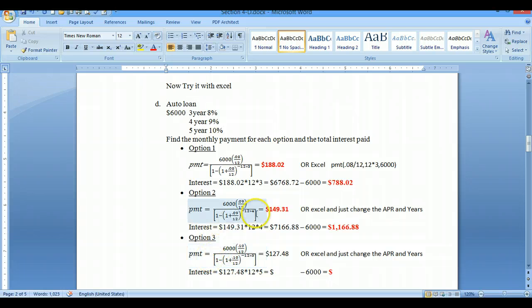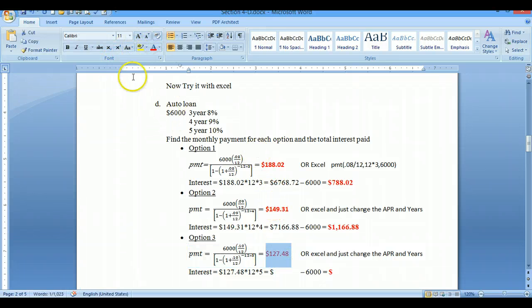So we copy and paste the payment formula. $6,000. In this case, I have to change the APR to 10%. I need to change it down here to 10%. And it's for 5 years. Or you can put it into Microsoft Excel just like this. But in our case, for this one, we would do 10% over 12, 12 times 5 years and $6,000 in Microsoft Excel. And oh, I don't have it in here, so let's go find it. Oh, I did.